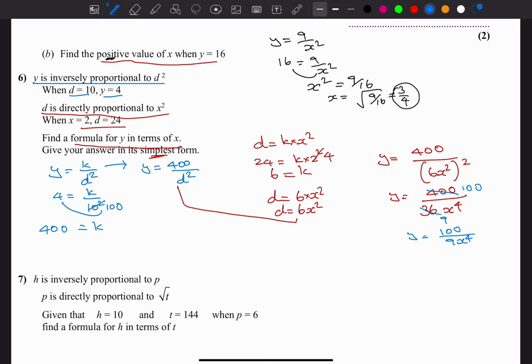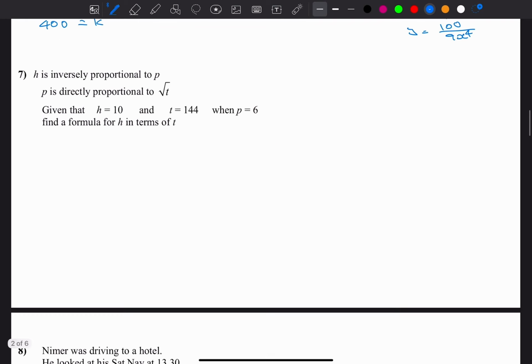Okay, next one. Y is inversely proportional to P. P is directly proportional to T. Okay, so similar type of question. You want the formula back in again. So h is equal to, inversely means k over, proportional to P means just P. I've got a couple of numbers. H is 10, P is 6. H is 10, k over P, which is 6. Multiply it. K is 60. What's the equation? H is equal to 60 over P.